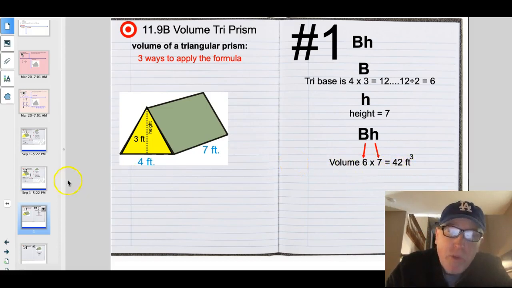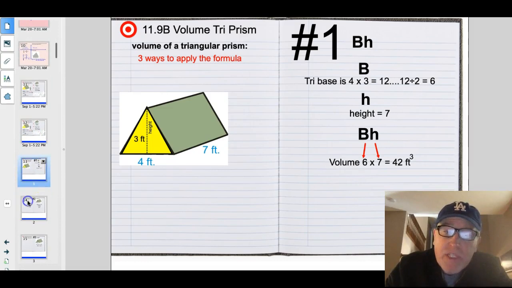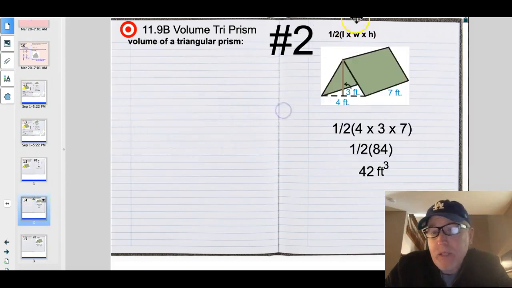Let's look at it 2 other ways. Really, we're doing the same math. It's just a different way of looking at it. Some people like to do 1/2 length times width times height. So here it is. Here's my 1/2, and then I just plugged in the 4 is the length, the width times 3, the height times 7. There it is. That's really the same as 1/2 times 84, because you would do these here in the parentheses first.